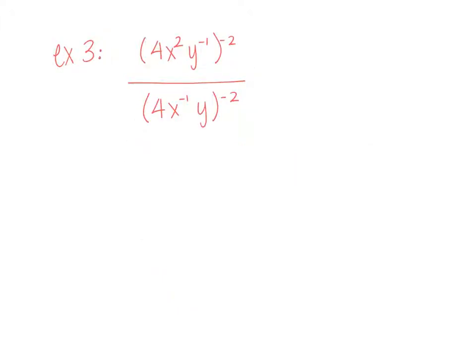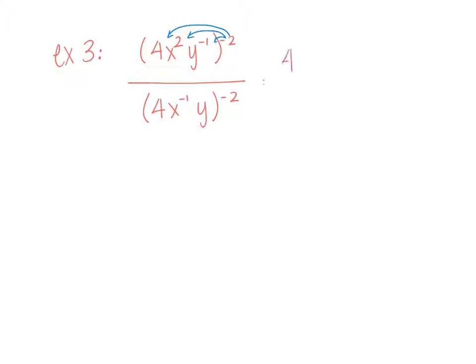Alright, last example. I've got 4x squared y to the negative 1, all to the negative 2, and then 4x to the negative 1 y, all to the negative 2. So what I recommend you do first is distribute all your things to distribute. Just be very careful when they're negative. So I have to distribute to all 3 parts. Don't forget to distribute to the number as well.